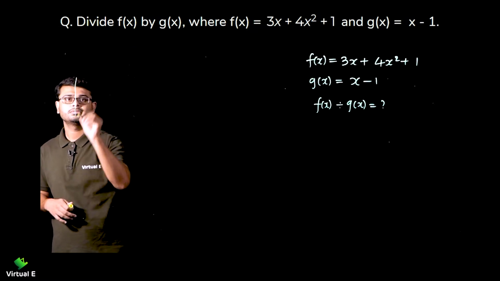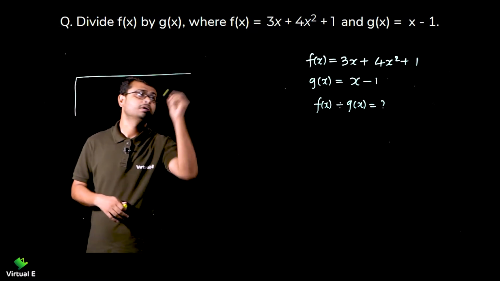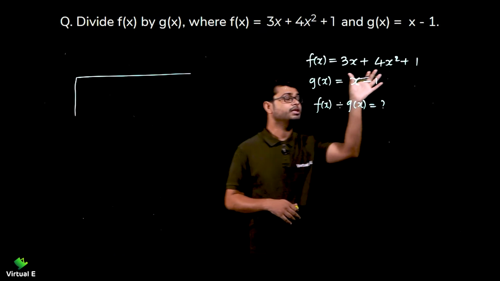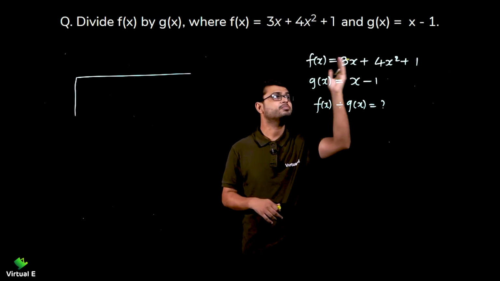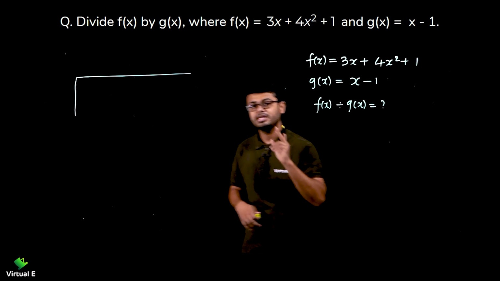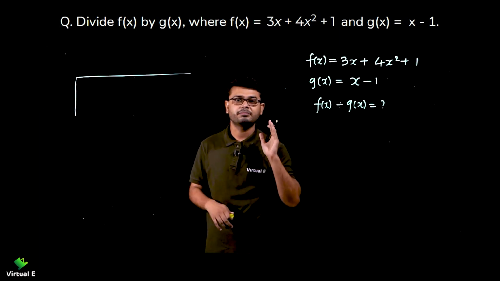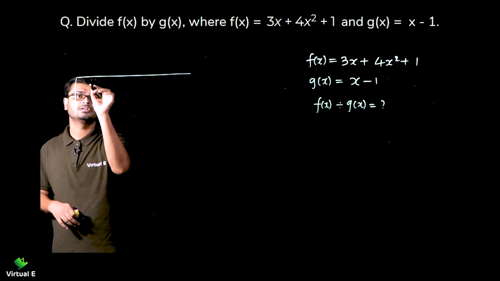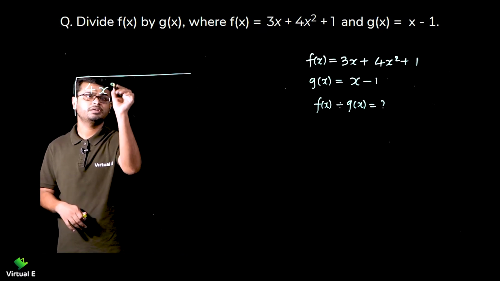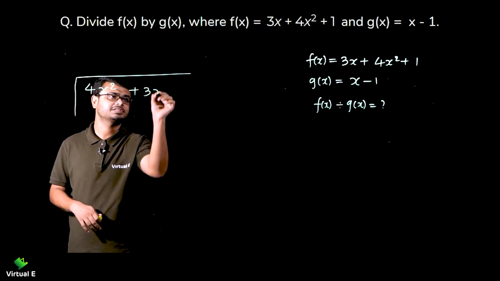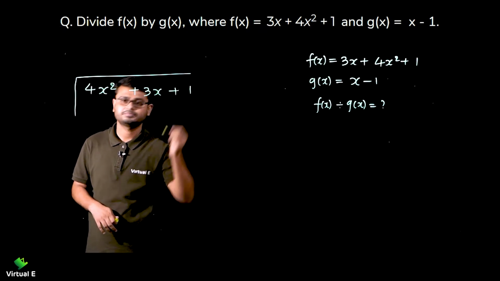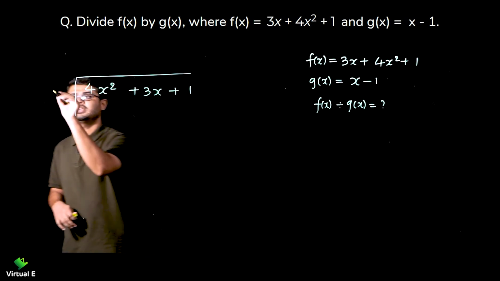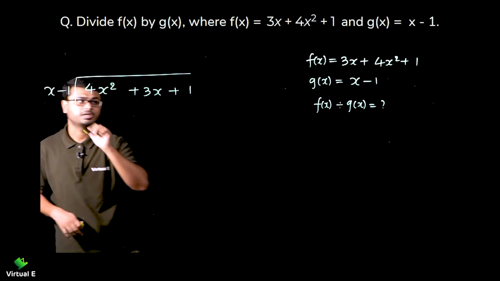Right, first of all f(x) will be inside. Now be careful while you write this, keep the highest power first. Always keep the highest power first, or remember to write in the standard form, that is 4x squared plus 3x plus 1. And what's the g(x)? That is x minus 1.